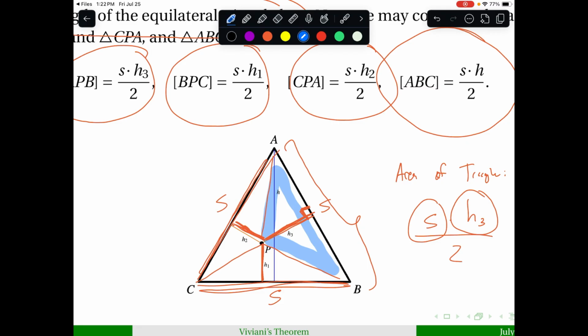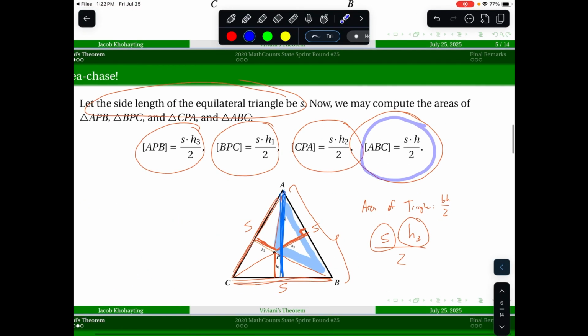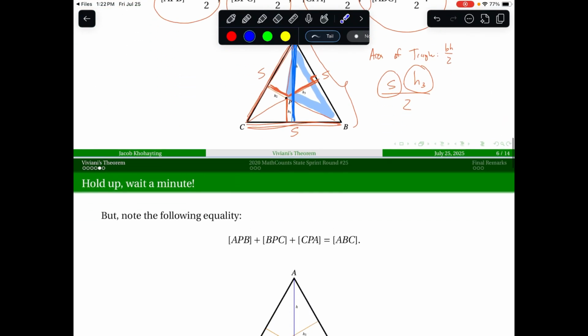But then for ABC, we have something a little bit different here. We have this line in the middle, that would be our height H, and we also have a base as S. So the area of ABC would be S times H over 2. So a little bit different. But wait, we take a point inside and we find these three areas. There must be something special about those three triangles. And in fact, there is.